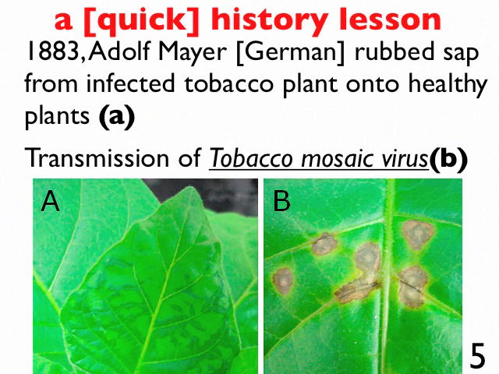Okay, let's do a quick history lesson on how viruses were discovered. In the late 19th century, Adolf Meyer, a German scientist, was studying this disease affecting tobacco plants. You can see this disease on the leaves in diagram B on this slide. Adolf Meyer took the sap from an infected plant and rubbed it onto the leaves of a healthy plant, and he made those healthy plants sick. We now know that this problem was caused by something called the tobacco mosaic virus, but at the time they didn't know what this was.